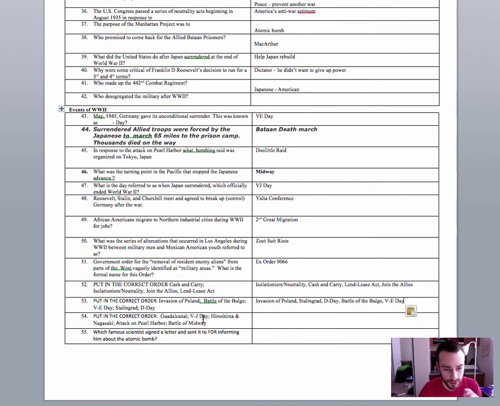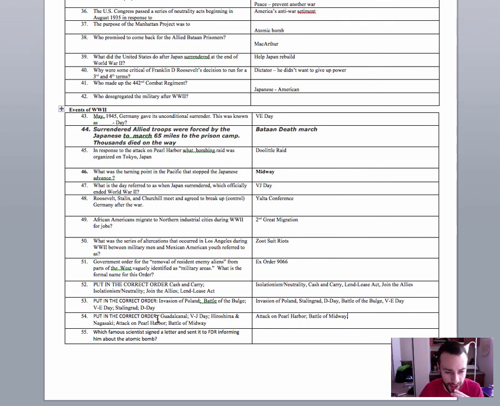Next one, we have Guadalcanal, VJ Day, Hiroshima and Nagasaki, and then the attack on Pearl Harbor, and then Battle of Midway. Well, America's going to get involved after the attack on Pearl Harbor, at least militarily. And then after the attack on Pearl Harbor, we are going to see the Battle of Midway. That is the turning point in the war in the Pacific for the Americans.